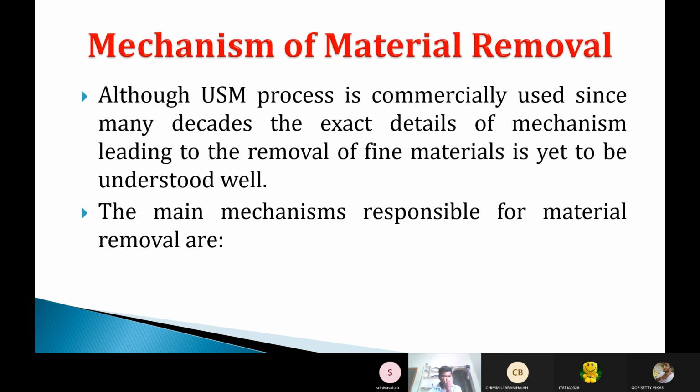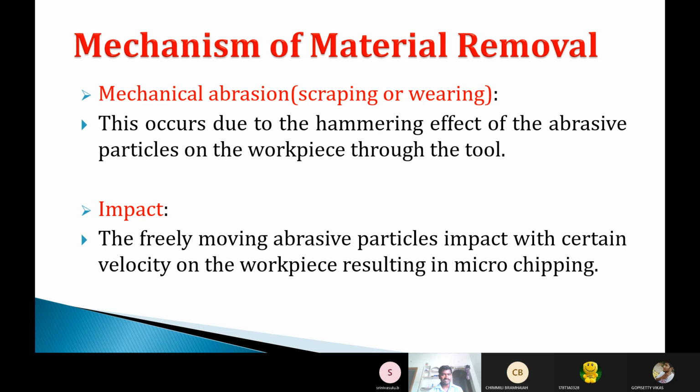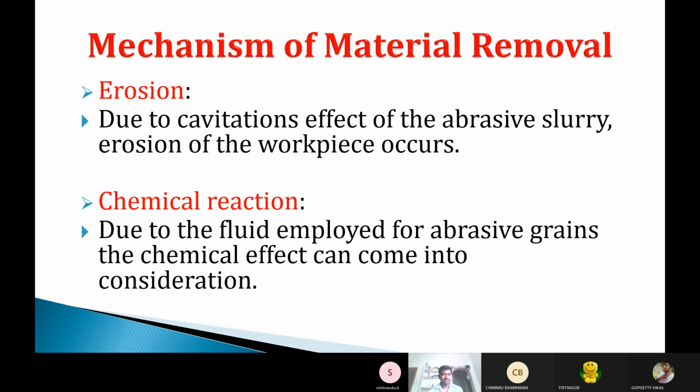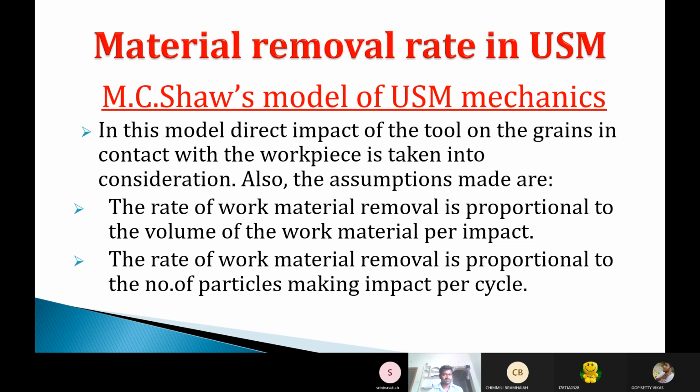Next, the main mechanisms of material removal. Mechanical abrasion, scraping or wearing: this occurs due to the hammering effect of the abrasive particles on the workpiece through the tool. Impact: the freely moving abrasive particles impact the workpiece with certain velocity, resulting in microchipping. Next, erosion: due to the cavitation effect of the abrasive slurry, erosion of the workpiece occurs. Now chemical erosion: due to the fluid employed for the abrasive grains, the chemical effect can come into consideration.